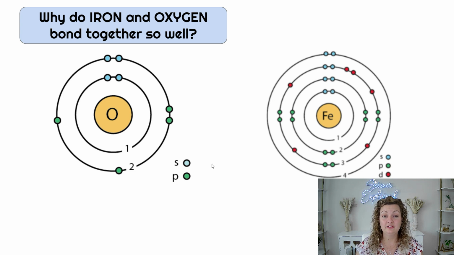Well, if we look at their valence electrons, oxygen has 1, 2, 3, 4, 5, 6 valence electrons, and iron in the last valence shell only has 2. Well, we know every atom really wants to have a full octet. That means 8 valence electrons in its valence shell to make it stable. So if we add up 6 plus the 2, they will bond together and we will have 8 valence electrons, and each atom will then be stable and happy. So they work together very, very well.